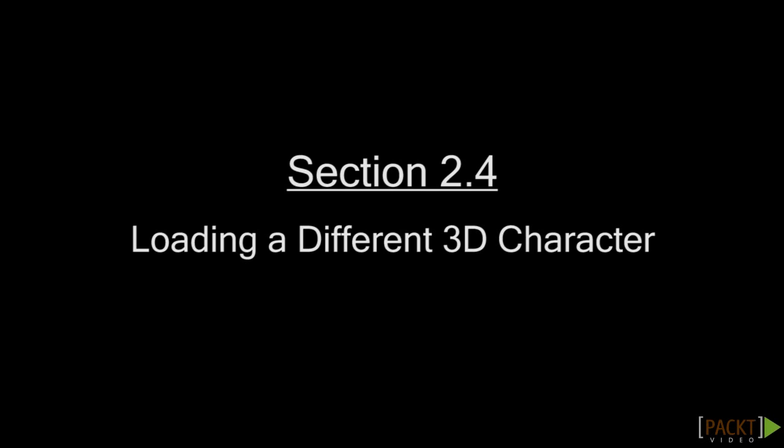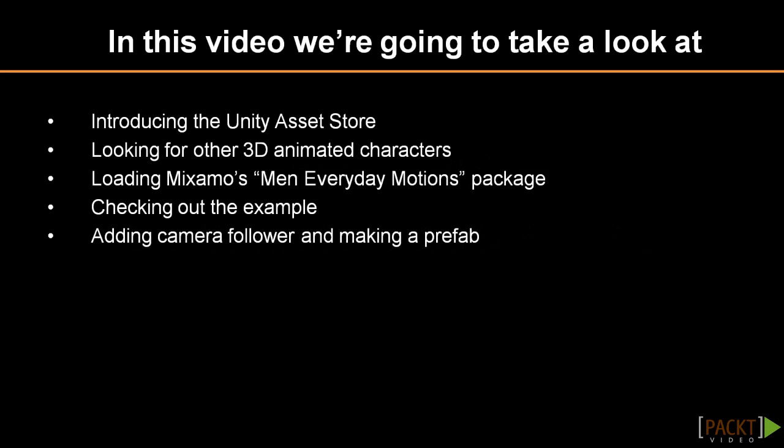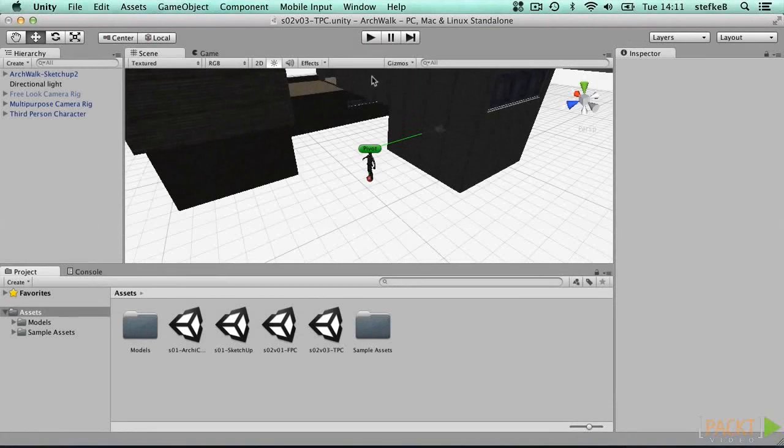Welcome to video 2.4, loading a different 3D character. While the model from the previous video is usable, it is probably not the best style of character to use in an architectural visualization. In this video, we show you how you can download an alternative character with animations from the asset store. While it is possible to model, texture, rig and animate a 3D character, this takes an enormous amount of time. In architectural visualization, it is common to use prepared assets and focus on the design of the building rather than the details of the model.